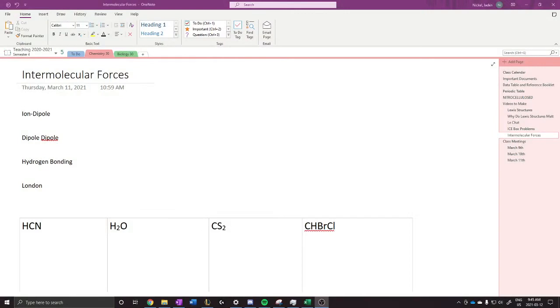What's going on, everybody? We're going to talk today about intermolecular forces and how to know what sort of forces exist. So intermolecular forces are forces that occur between two different molecules. We've also previously talked about intramolecular forces, and intramolecular forces are thinking about things that happen within the same molecule.